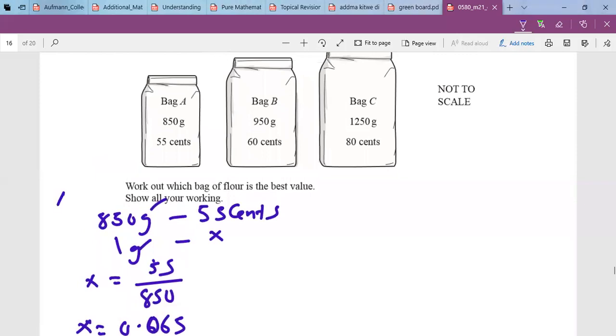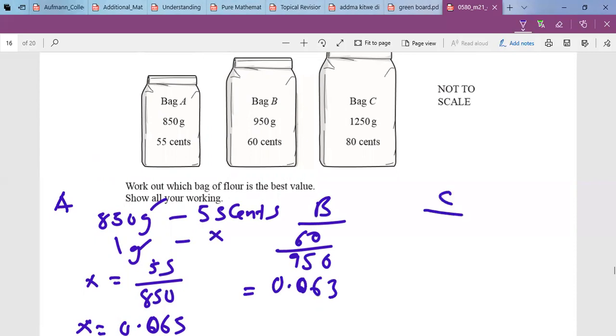This is the bag A. Meaning that for bag B, you do the same. We are going to say 60 divided by 950, and this will produce 0.063. For the last one, which is bag C, you're going to say 80 divided by 1,250, and this will produce 0.06.